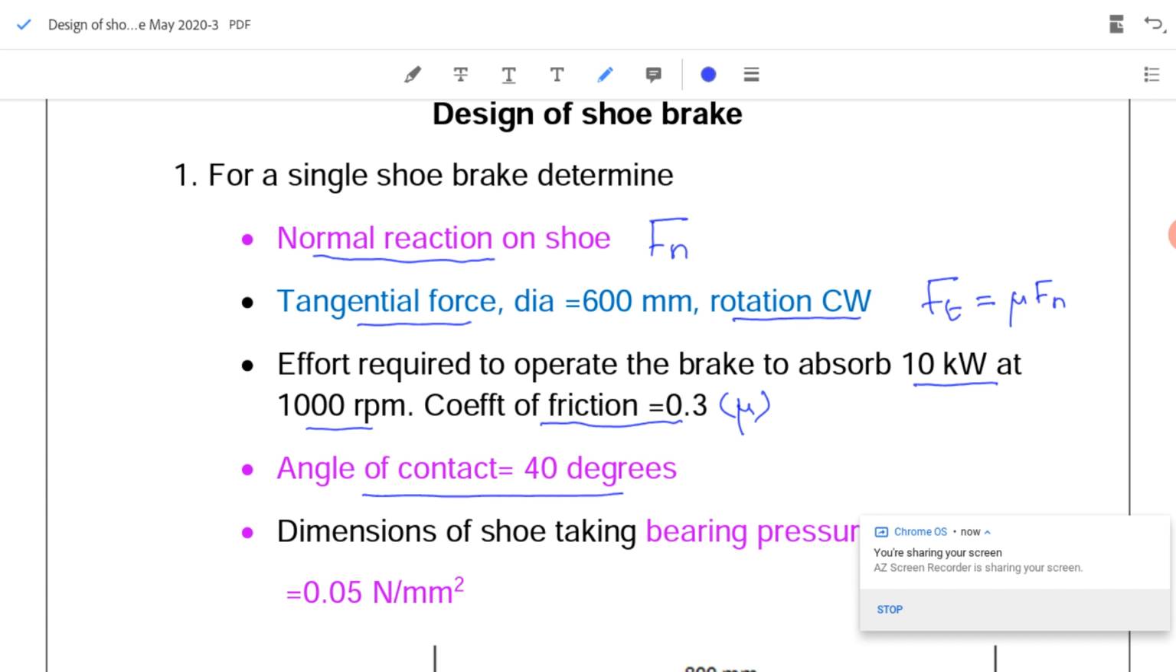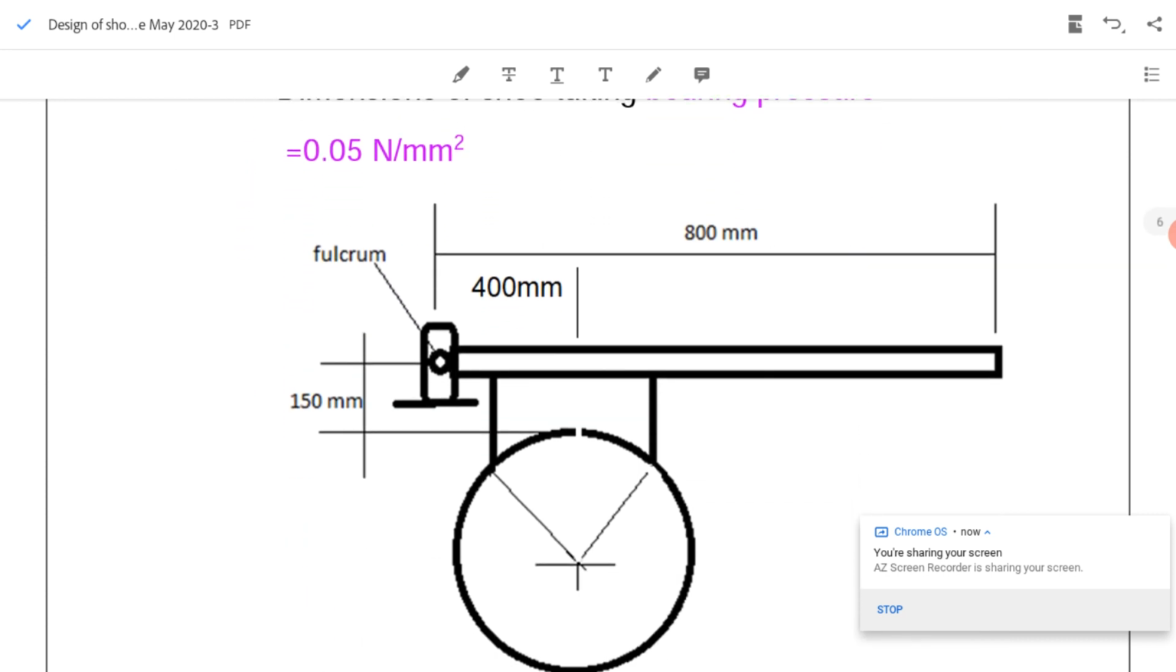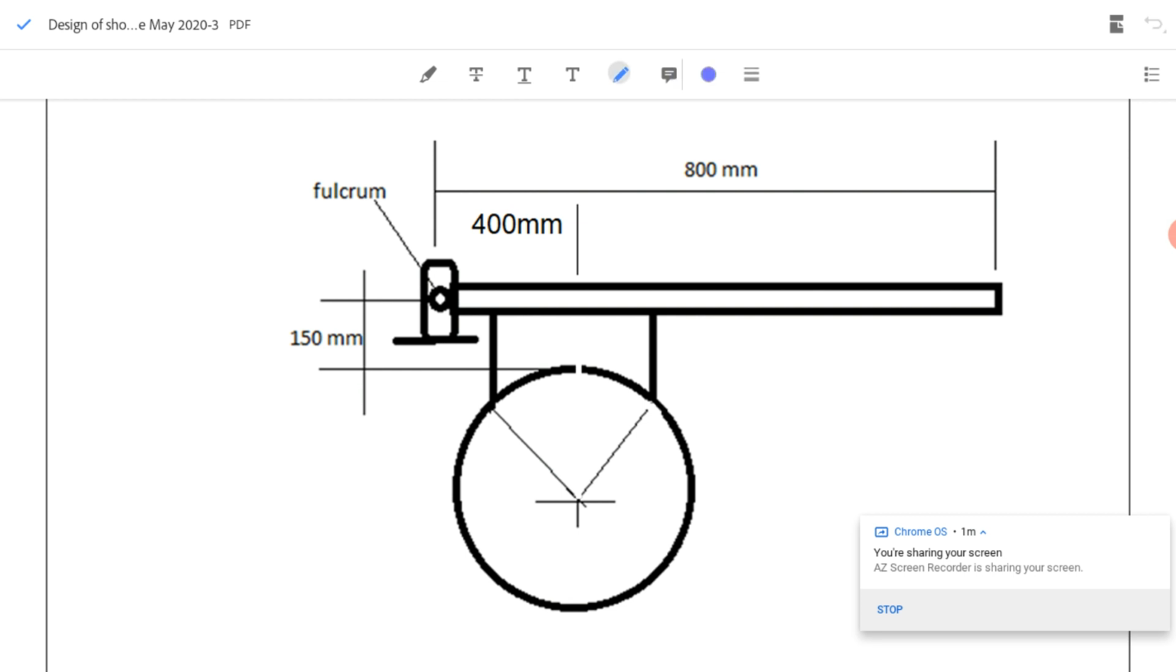Also find dimensions of the brake shoe taking the bearing pressure as 0.05 Newton per mm square. So this is our question, and the figure is also given. So we will analyze how the forces are acting and how the rotation is occurring inside the drum. Here it is given the drum is rotating in clockwise direction. Further, angle of contact 2 theta is given as 40 degrees.